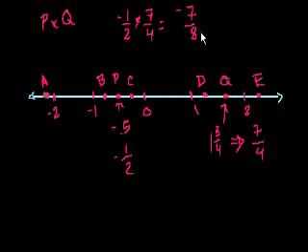So minus 7/8, it's almost minus 8/8, right? Minus 8/8 would be here, at minus 1. And so this is a little less negative, so it's a slightly larger number. So minus 7/8 is going to be someplace around this area.